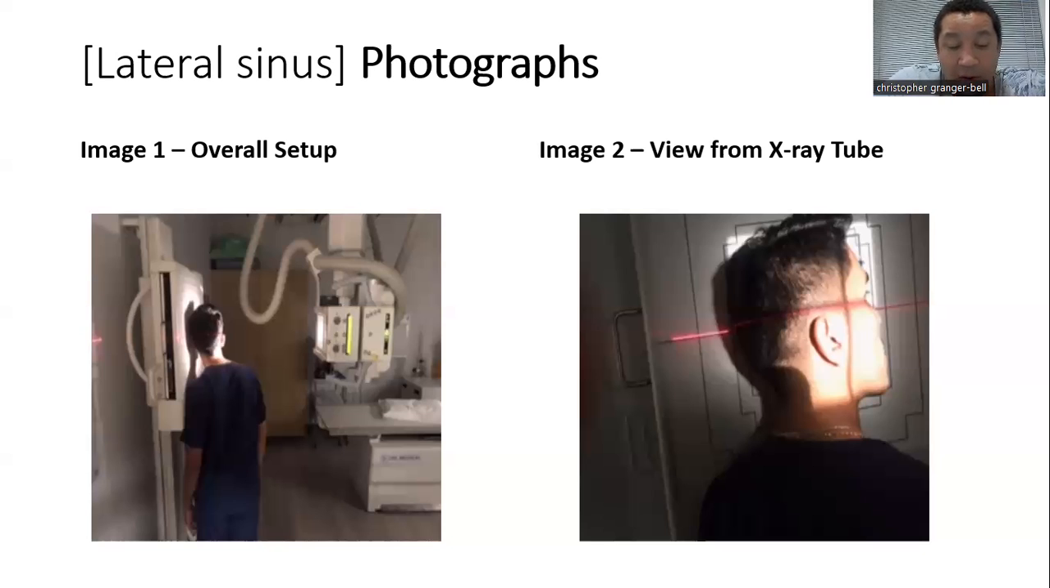The IR was 10 by 12. The IR orientation was portrait. The IR location was the wall bucky. The SID was 40 inches. Patient position, upright. Part position, right side of the face pressed against the wall bucky.